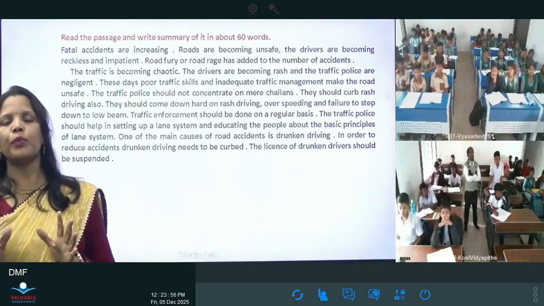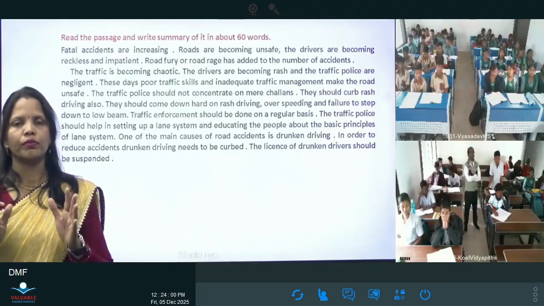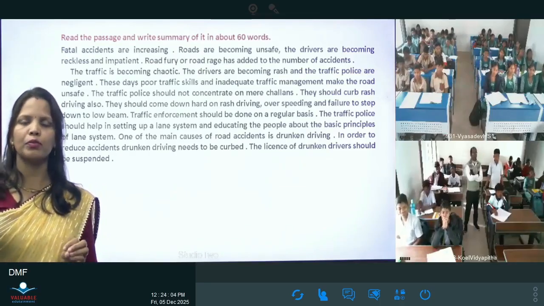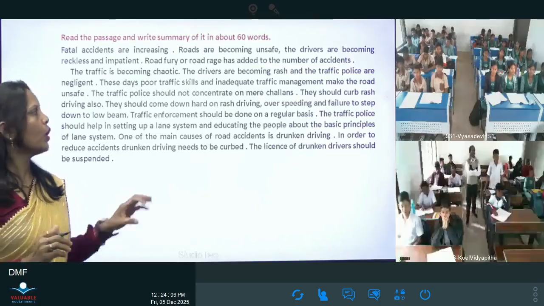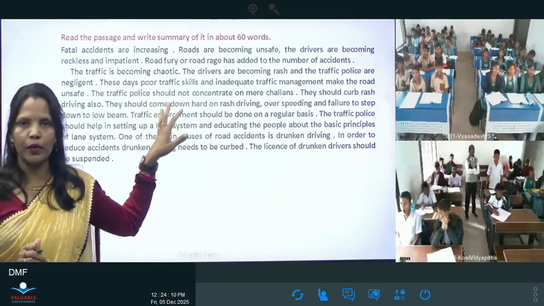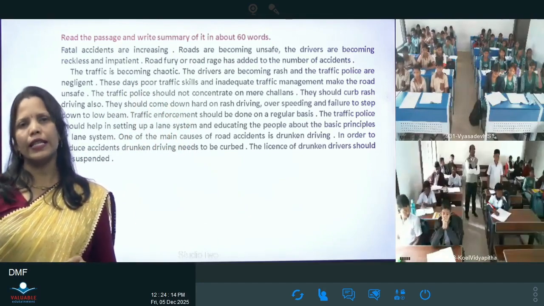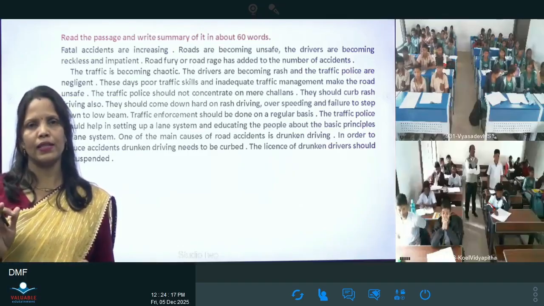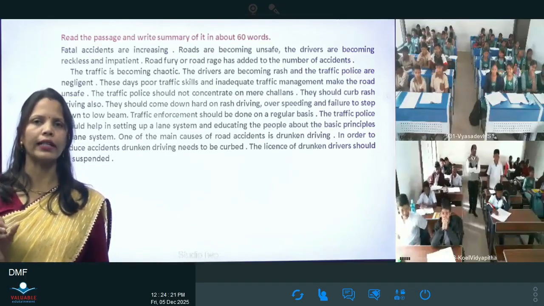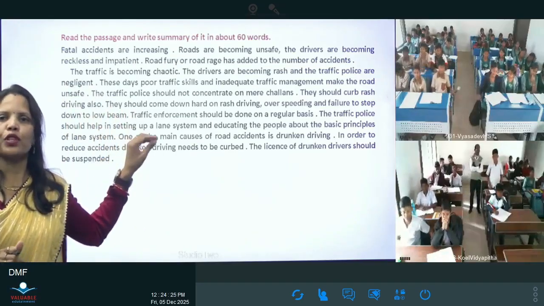In the question paper also, this instruction is given. There is a 60 word limit: you have to write the summary in about 60 words. We have to summarize the whole passage in 60 words. Okay, in 60 words you have to write 7 to 8 sentences, maximum 8 sentences. So now let's read this and try to summarize it.